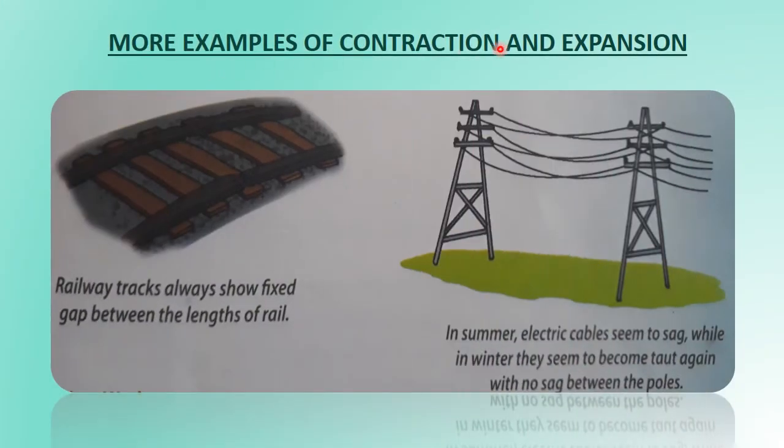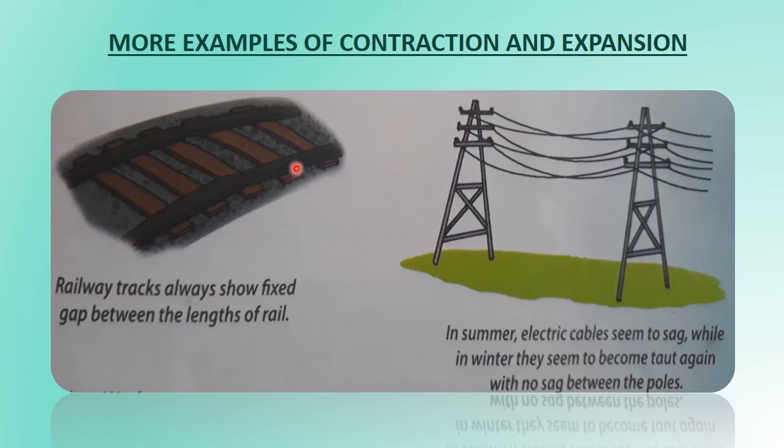Let us take more examples of contraction and expansion. The first example is why railway tracks have a gap between the lengths of a rail. The answer to this is that railway tracks are made of iron and iron is a metal. So during summer the iron expands due to heat and fills the gap between the lengths of a rail. In winter it comes back to its position due to contraction. If the gap is not left in between, then the rails will bend and cause derailing of the trains, leading to accidents.